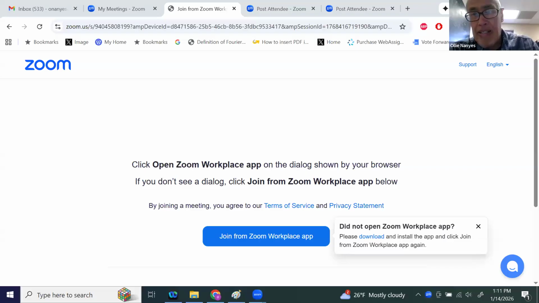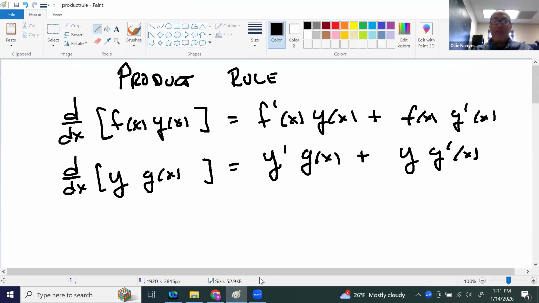We're continuing a review of calculus and algebra for differential equations. And today we want to talk about the product rule and what its role will be for us, one of its roles. So let's get started. So this is a good old product rule.